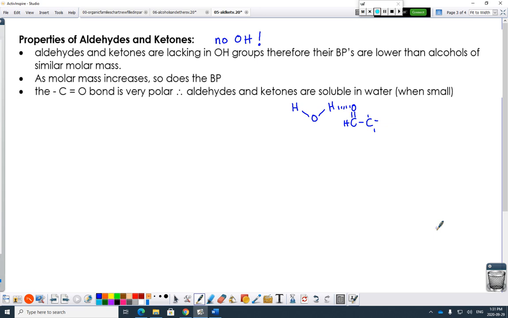Again, it says when small, so like less than or equal to 4 carbons. But again, solubility and polarity, that's sort of iffy, okay? That's tough for you to rank. Usually I try not to pick that, unless it's like polar versus nonpolar, like super obvious.